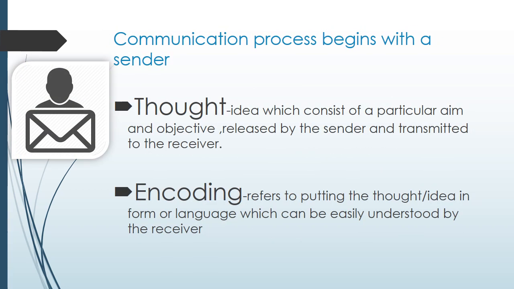Now it is clear from the chart that the communication process begins with a sender. Sender consists of two elements, thought and its encoding. Thought is any idea or any information which is to be transmitted to the receiver. Now what is encoding? Encoding is basically putting that thought, fact or information into words which can be easily understood by the receiver.